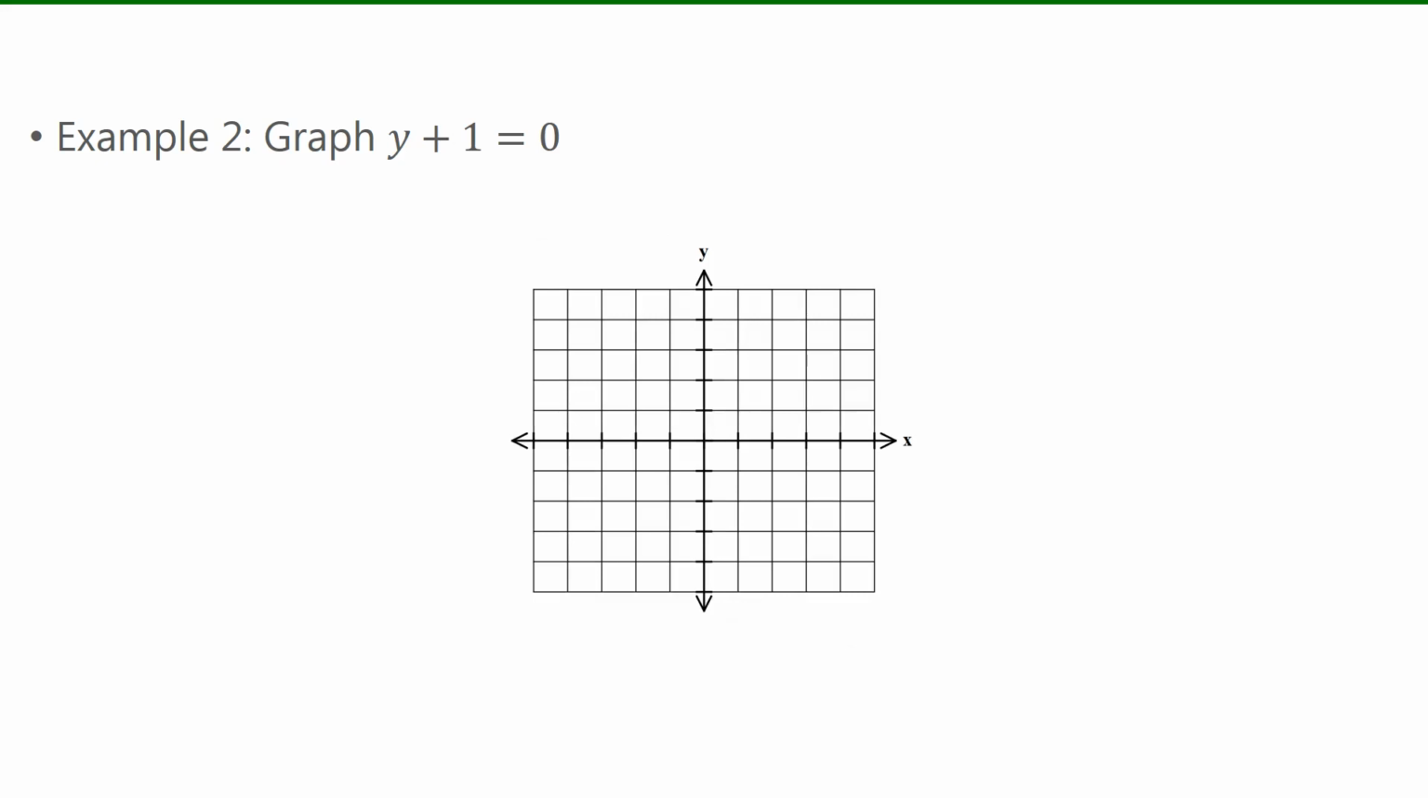In example 2, we have to graph y + 1 = 0. Now we want to have this equation in the form of y = a. So I'm going to rearrange this equation a little bit by subtracting 1 from both sides to give me y = -1. So I can just put a dot on the y-axis at -1 and then draw my horizontal line going through that point.